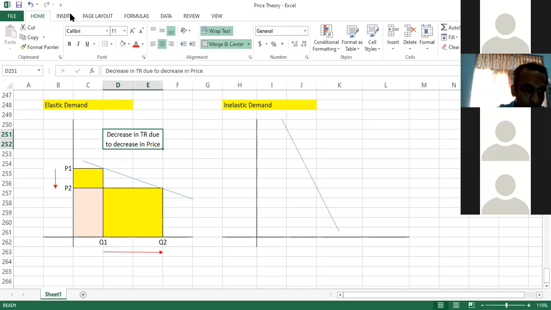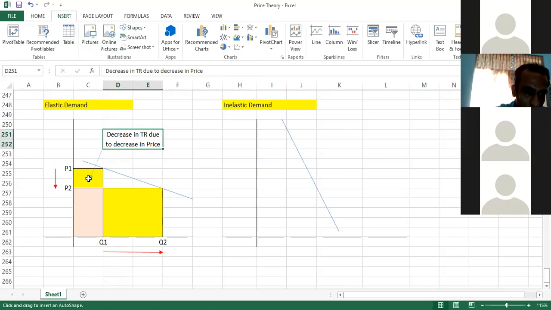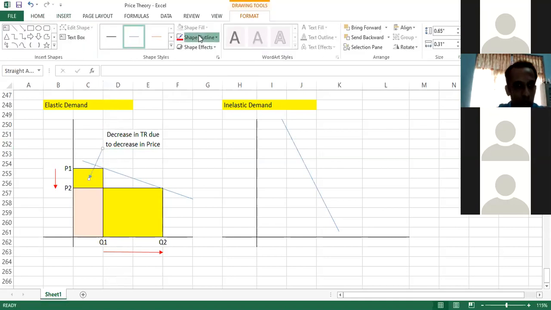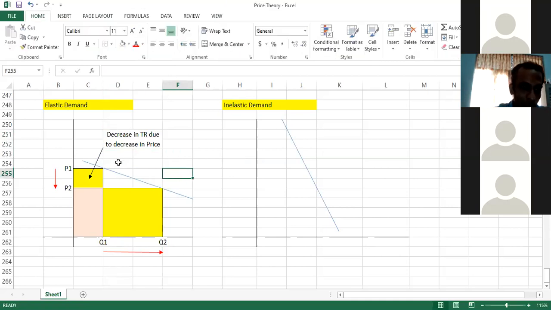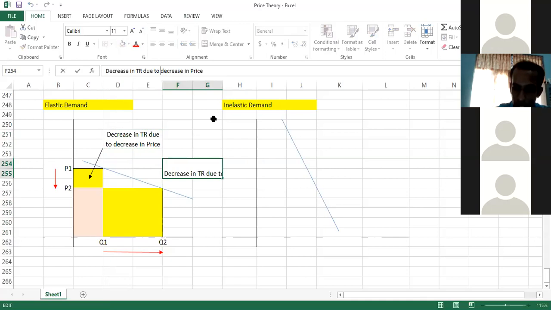So this part shows the decrease in revenue due to the decrease in price. But even though the revenue decreased due to the decrease in price, what happened? Due to the increase in quantity, revenue increased much more than that. So that represents the increase in total revenue due to the increase in quantity demanded.